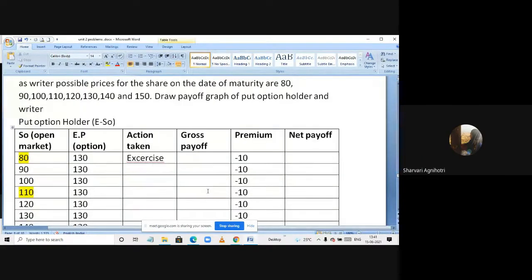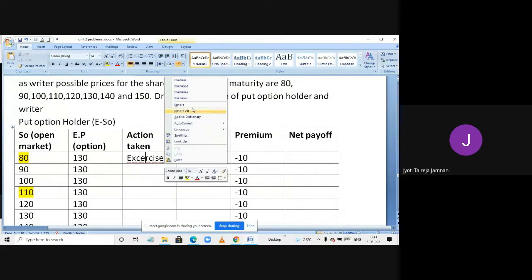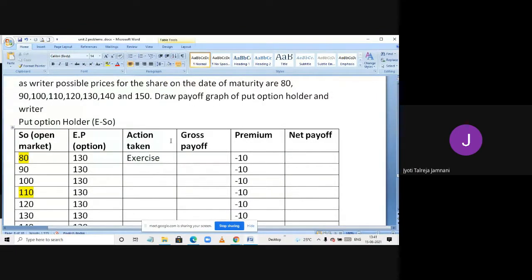Okay. So in the first case, the holder will exercise because he is gaining. If we think from the logic point of view, he is the seller. Put option gives the right to sell. So whether he will sell it for 80 rupees in the market or 130 rupees in the option, he would obviously choose 130 because he wants to sell at a high price. So the option will get exercised.